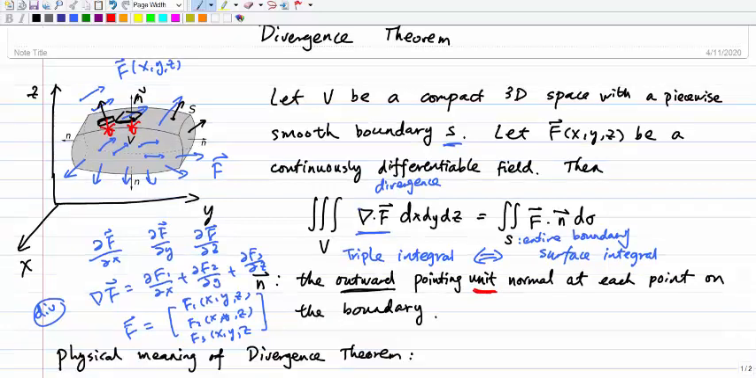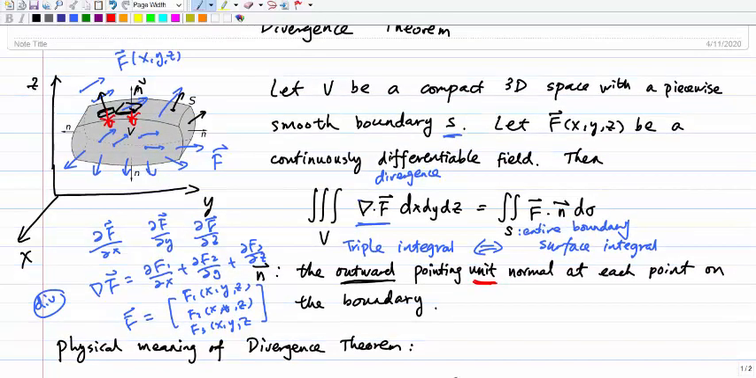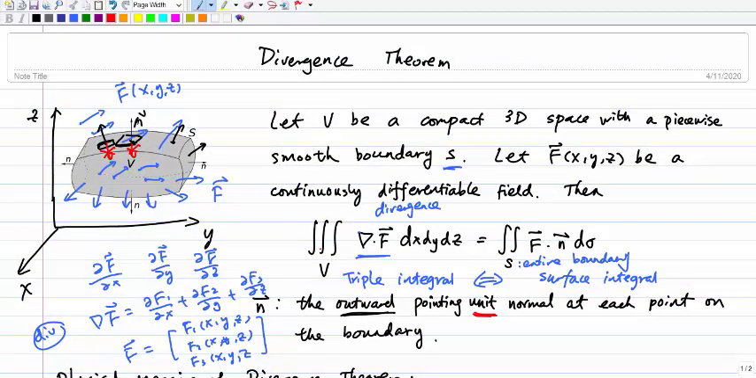All right. So that's the meaning of this. That's what the divergence theorem says. It just says that the triple integral of the divergence is the surface integral over the entire surface of the boundaries of the compact 3D space of F dot n over the surface. Okay, integrating over the surface.